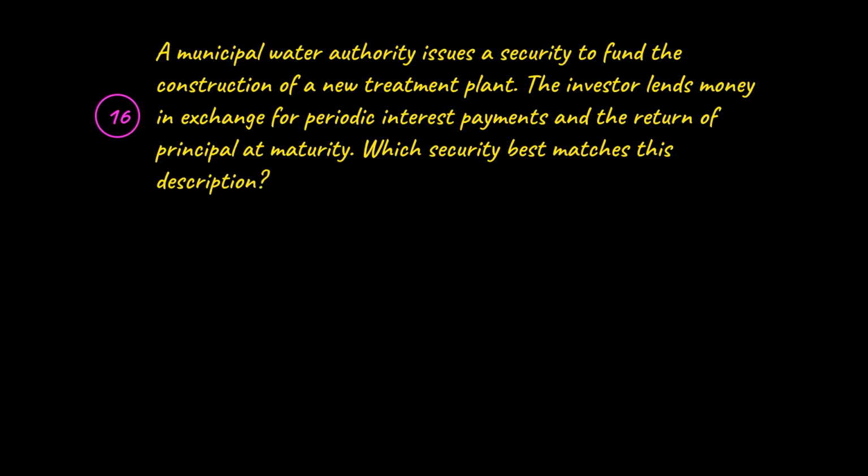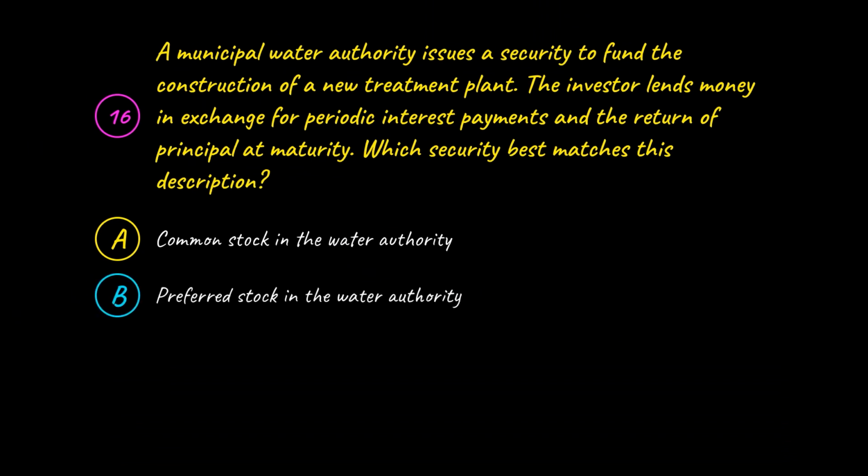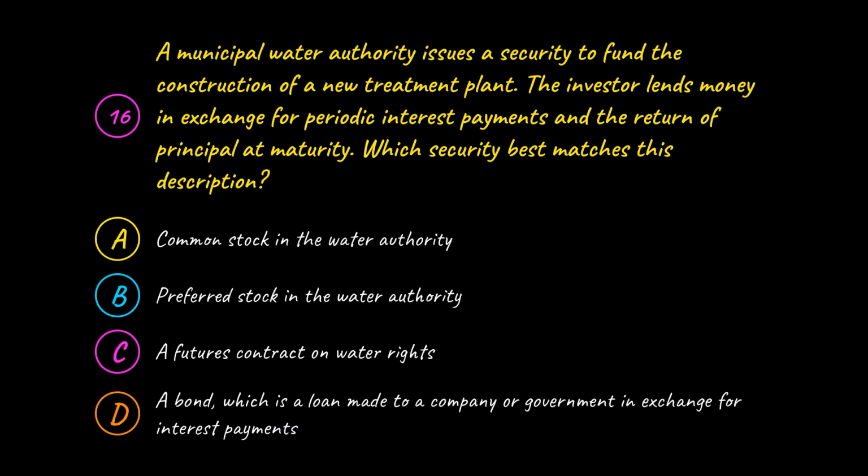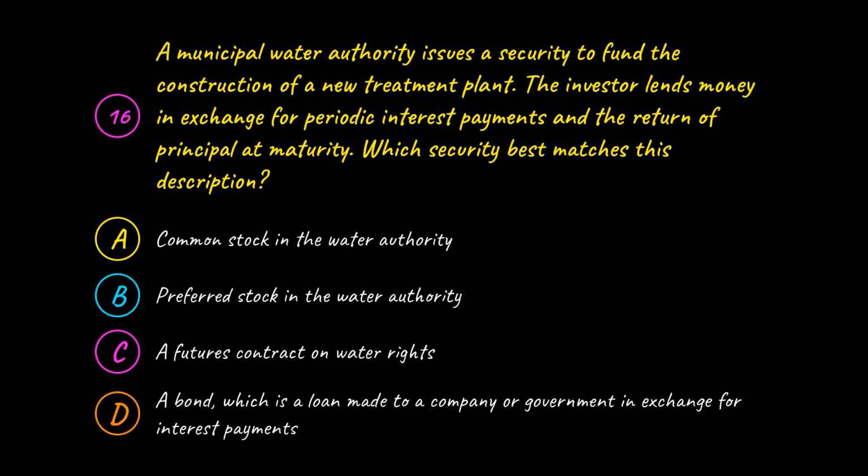Your options are A. Common stock in the water authority. B. Preferred stock in the water authority. C. A futures contract on water rights. D. A bond, which is a loan made to a company or government in exchange for interest payments. Got a guess? Lock it in.